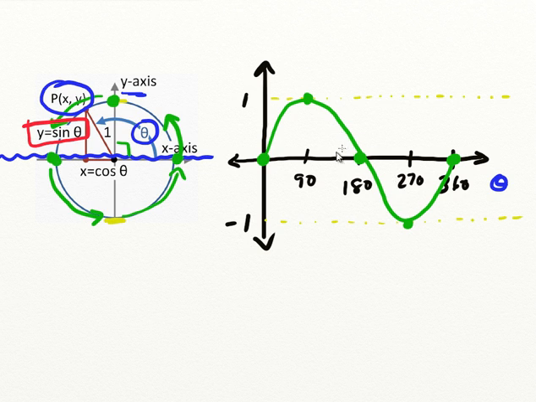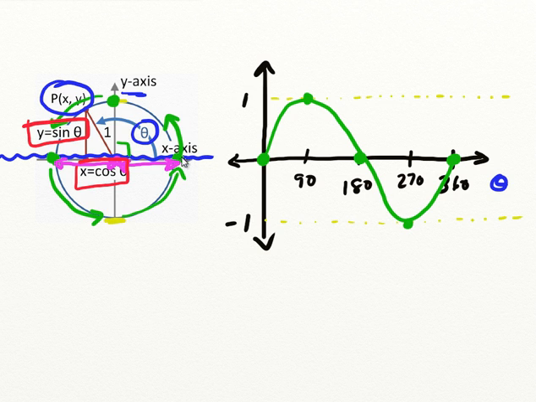Okay? Well, what if you weren't interested in your height out of the water? What if rather you were interested in your distance away from the middle of the wheel? That is, this distance in here, or this distance here. Well, that's the x value, right? And we know that from the point xy, the x value was the cosine function. Well, let's see what that would look like.